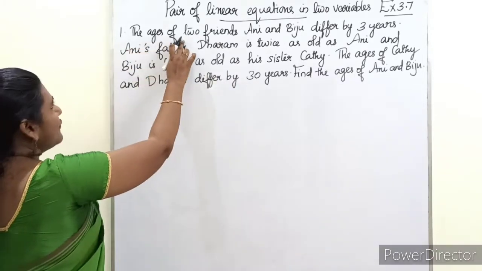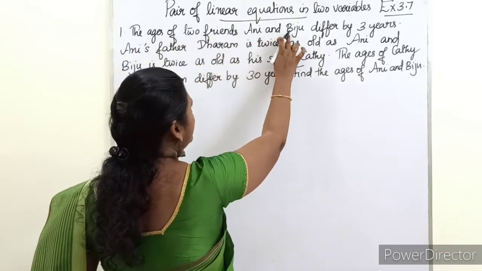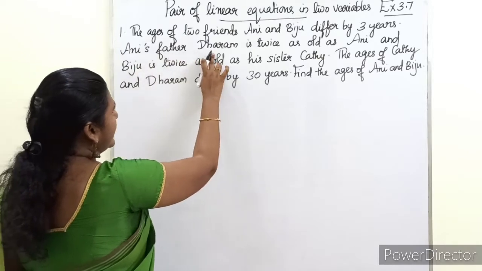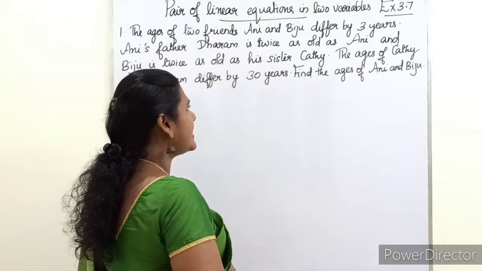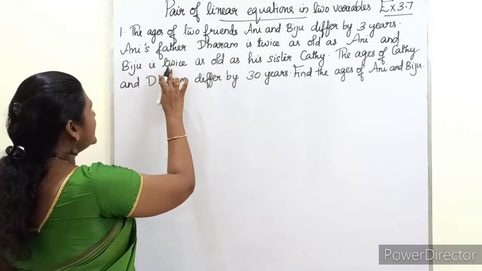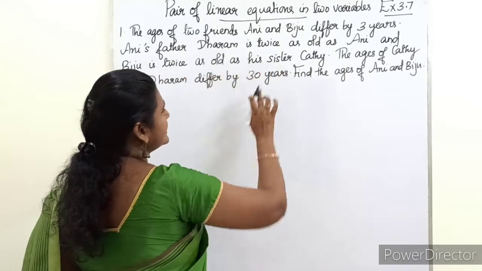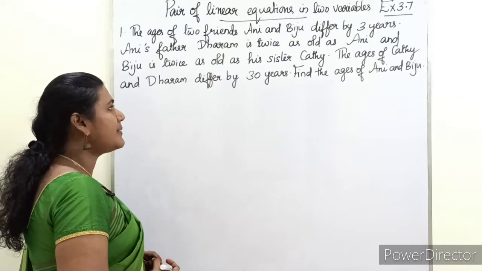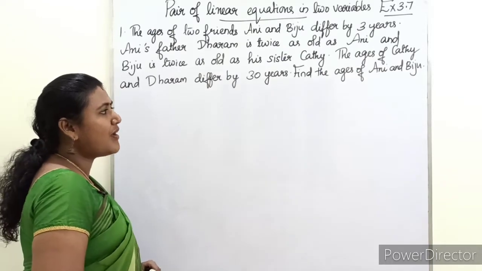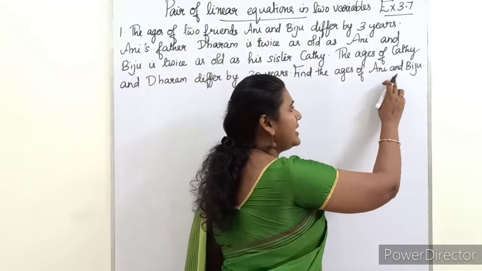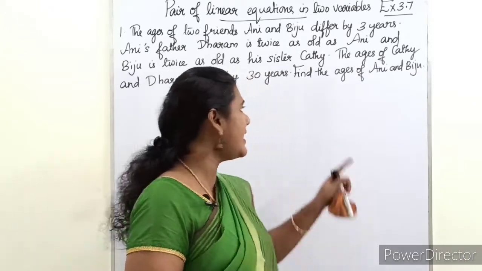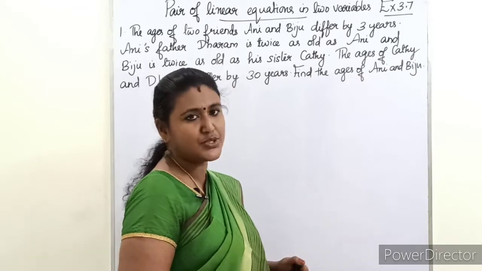The ages of two friends, Annie and Biju, differ by 3 years. Annie's father Dharam is twice as old as Annie, and Biju is twice as old as his sister Kathy. The ages of Kathy and Dharam differ by 30 years. Find the ages of Annie and Biju. So here in this question, we have to find the ages of Annie and Biju.